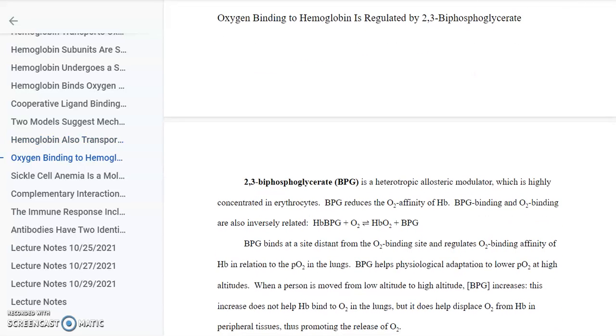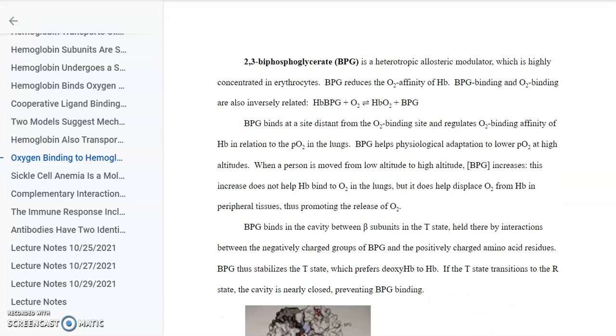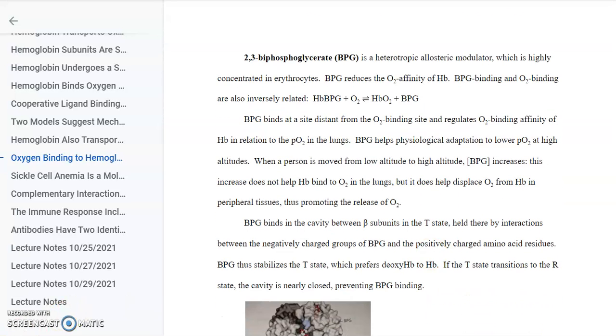Oxygen binding to hemoglobin is regulated by 2,3-bisphosphoglycerate. 2,3-bisphosphoglycerate, BPG, is a heterotropic allosteric modulator, which is highly concentrated in erythrocytes. BPG reduces the O2 affinity of hemoglobin. BPG binding and O2 binding are also inversely related. BPG binds at a site distant from the O2 binding site and regulates the O2 binding affinity of hemoglobin in relation to the partial pressure of oxygen in the lungs.